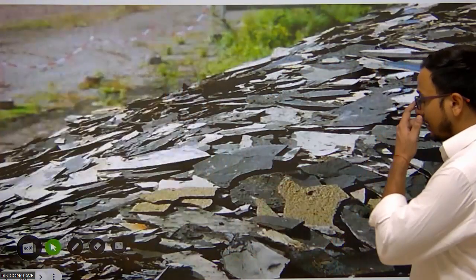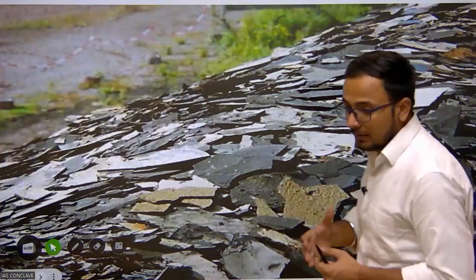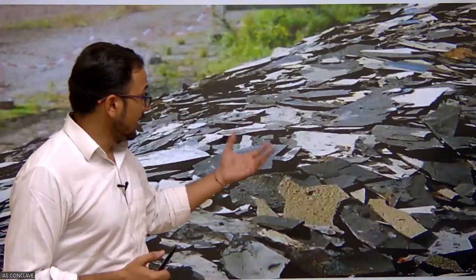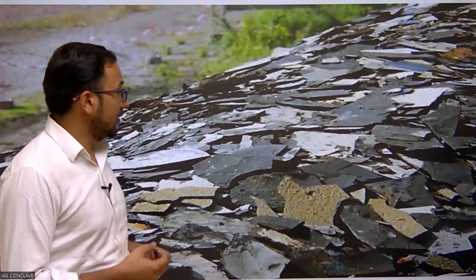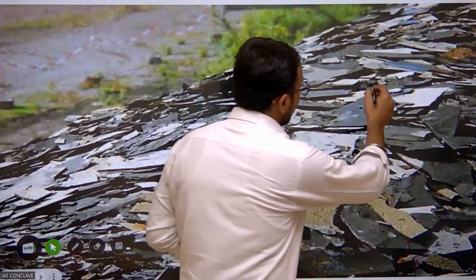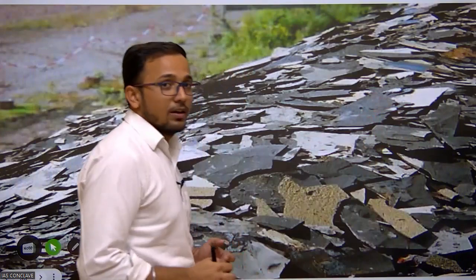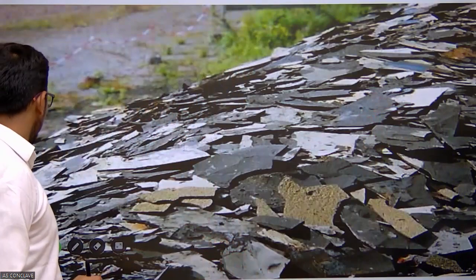So this is an example of the shale. If you look at the shale, basically shale signifies that these are very weak, and they are divided according to their plane. They divide along their planes. So this is an example of the shale.